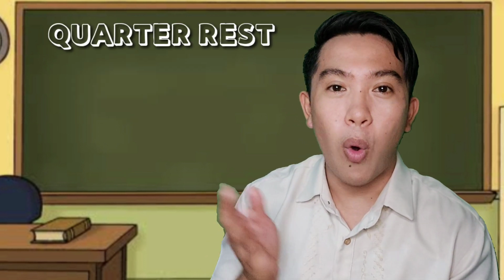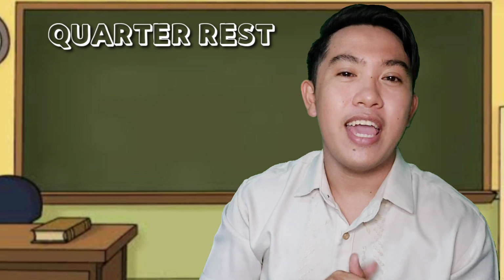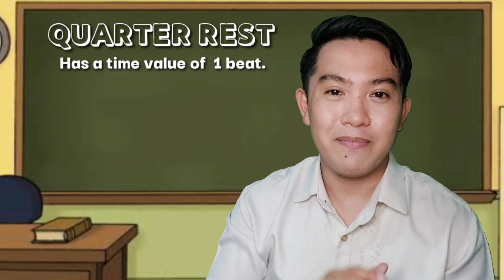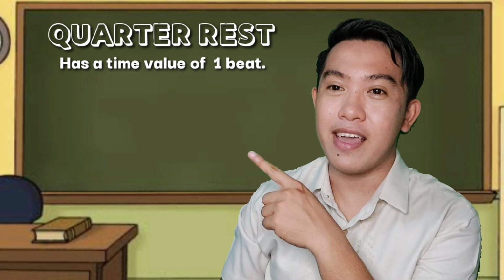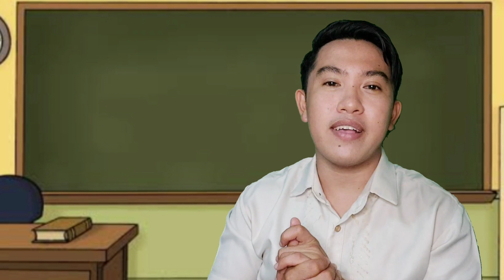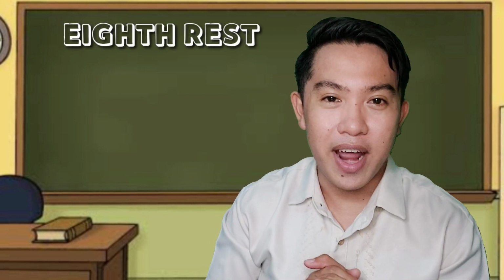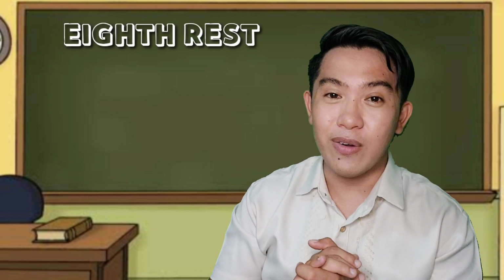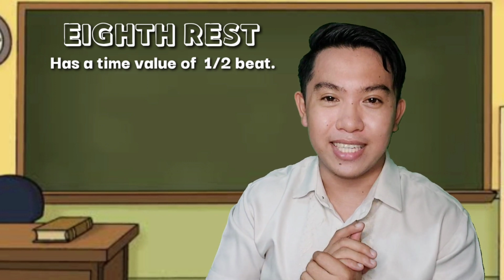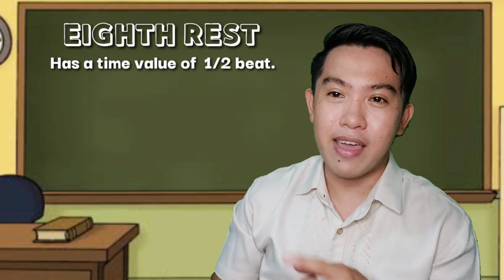Next kind of rest is what we call quarter rest. A quarter rest, just like quarter note, has a time value of 1 beat. And it looks like this. Next kind of rest is what we call eighth rest. Just like an eighth note, an eighth rest has a time value of 1/2 beat. And it looks like this.